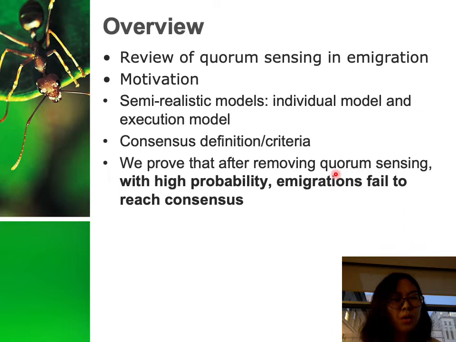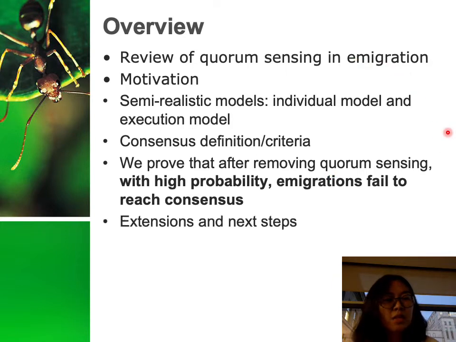Next, I will go into details about how we prove that after removing quorum sensing from the emigration process, with high probability, emigrations fail to reach consensus. Lastly, I'll talk about extensions and next steps.